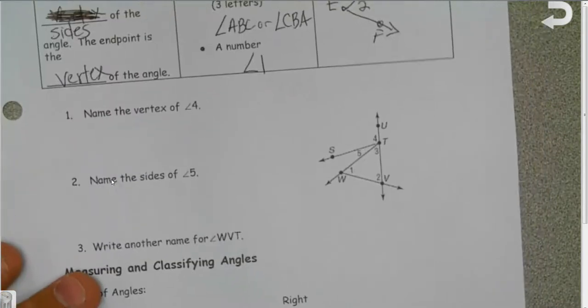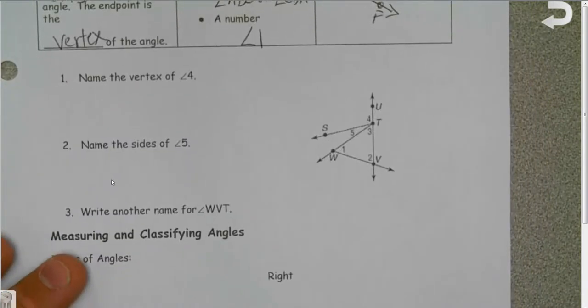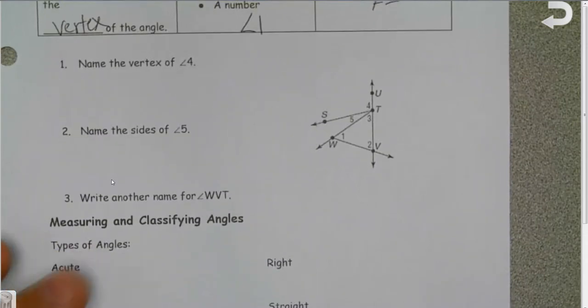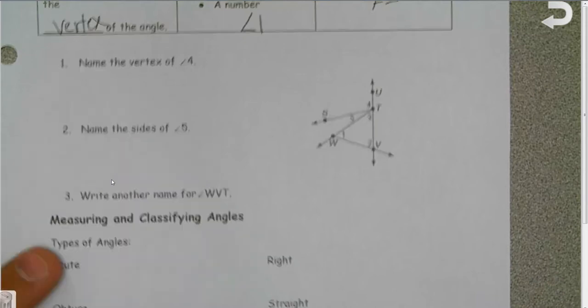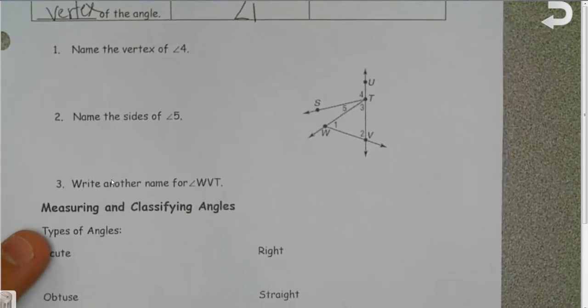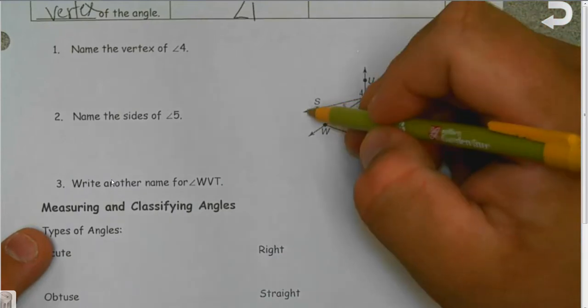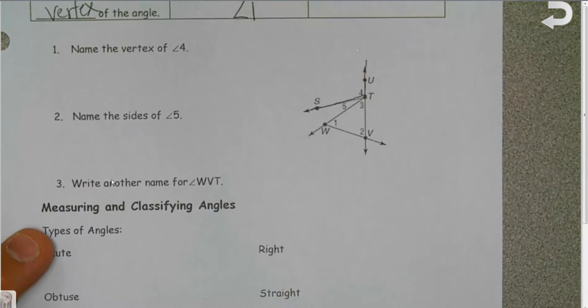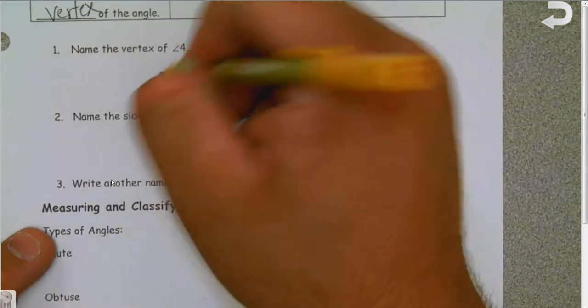Alright, so we have a couple practice questions down here. It says name the vertex of angle 4. So remember, a vertex is 1 point. What 1 point classifies angle 4? Well, angle 4, if I trace it, goes from S to T and T to U. So the vertex is point T.